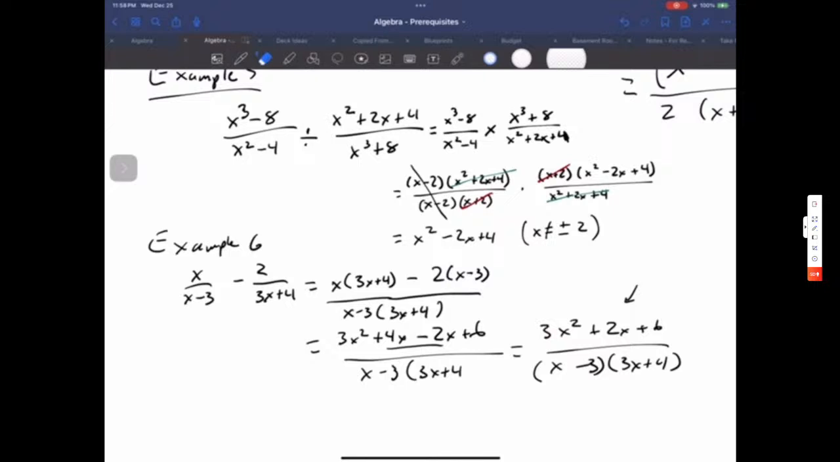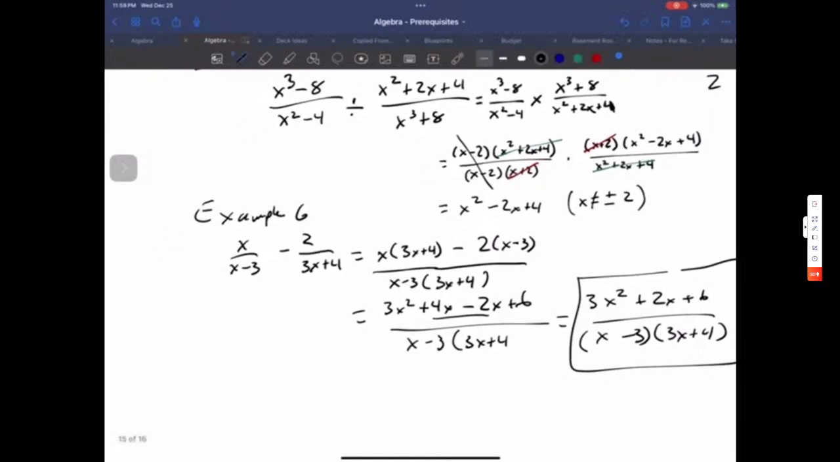Because 4 doesn't go into 6, so it's not going to be that, and none of the terms are negative, so it's not going to be a minus 3. So that is where we end this one.